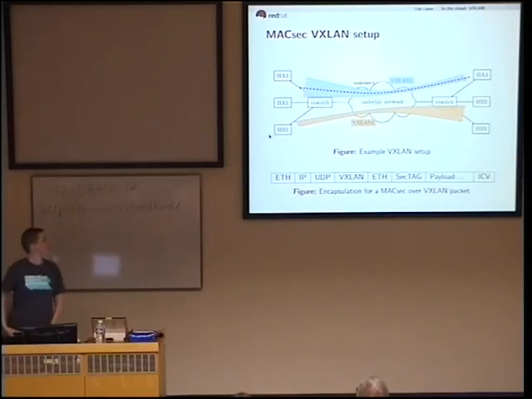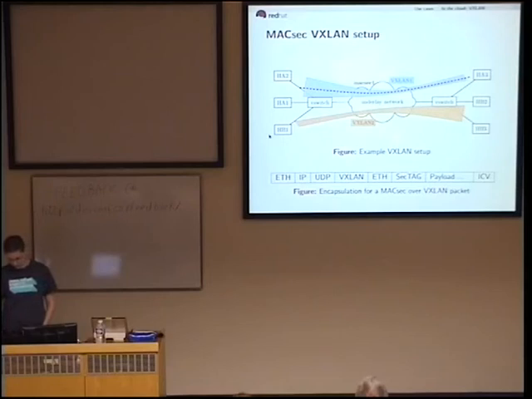Now for MACsec with VXLAN setup. Suppose you have an underlay network for your cloud, and you have your virtual switches, that part is controlled by your cloud provider. And in your cloud you have two tenants, A and B, which have some virtual machines on each side of the cloud. Each of the tenants has their own VXLAN tunnel. So tenant A has the blue channel and tenant B has the yellow or orange channel.